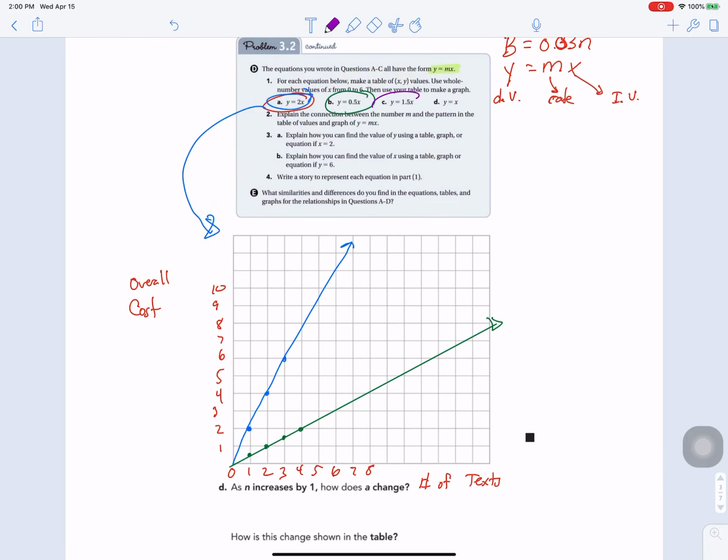And if we went 1.5, well, that would be 1.5 and then 3 and 4.5. You can see that that is closer to being steeper again. And let's do the last one. You can see here, 1 text, $1, 2 texts, $2. That is exactly a straight line going that way. Okay, so just know this is kind of how you can see this in a graph. Now we're going to move on to lesson 3.3.